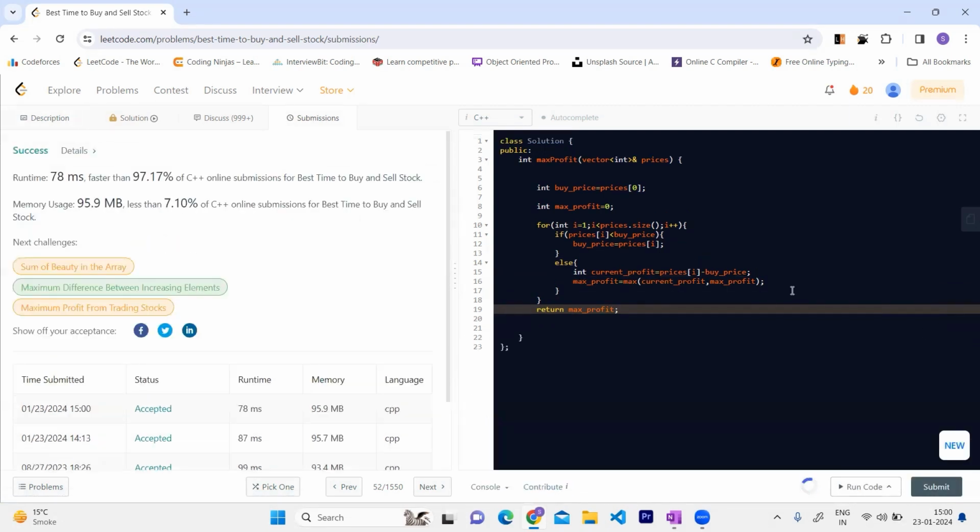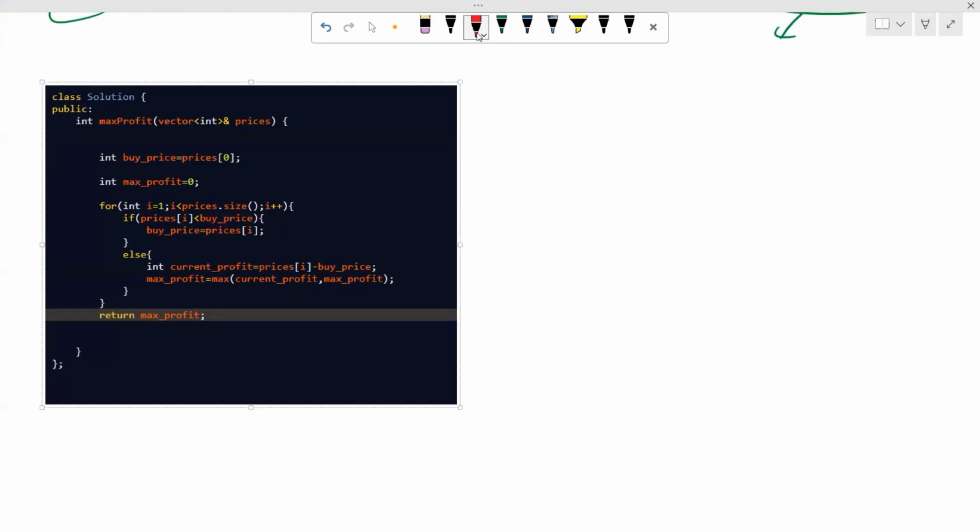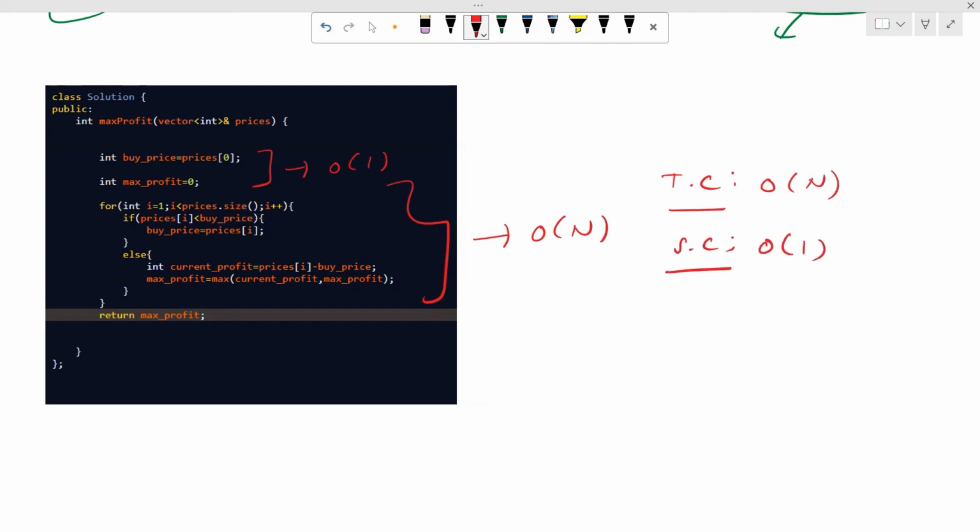Now let's try to discuss the time and space complexity for this problem, right? So here is the code. Since we are just initializing two variables, it will require big O of 1 time. And as we are iterating over the array only once, it will require big O of n time. So ultimately, its time complexity would boil down to big O of n. Since we are not using any extra space, its space complexity would become big O of 1, no extra space, right?